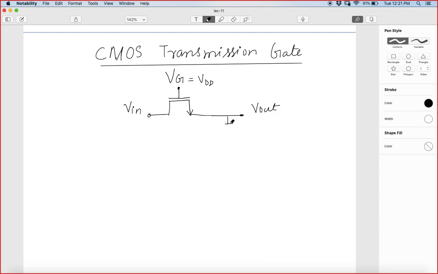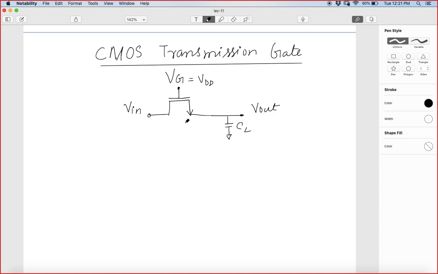Of course, this output will be driving some other circuit, so let's represent it by a simple capacitor, which is again a parasitic capacitor, CL. So it will be driving this load. If I apply some voltage V in, because this gate is turned on, whatever voltage we apply here will eventually come here. That's why this can be used as a switch. So it's a transmission gate basically.